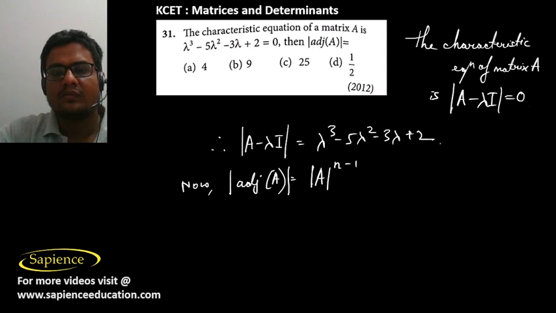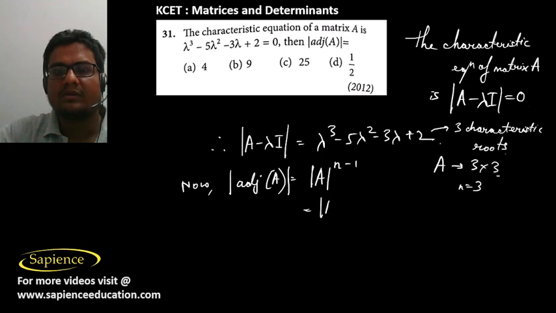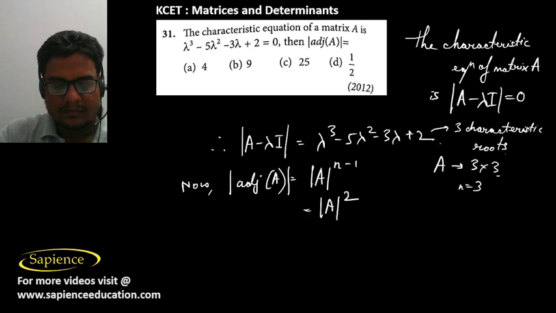So here we are having three characteristic roots of the equation. We are having three roots of the characteristic equation, three characteristic roots. So it means that matrix A is of the order 3 cross 3. So therefore n should be equal to 3. So therefore it will be the determinant of A whole square.